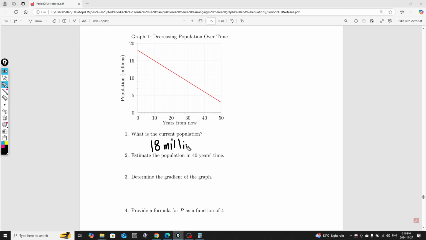And then estimate the population in 40 years' time. So 40 years from now, what's the population? So I get to 40 and then make my way up to my line graph, and then I just find the corresponding y value. So it looks to me like at 40 years we have about 6 million people.